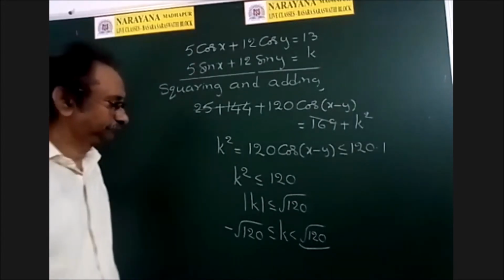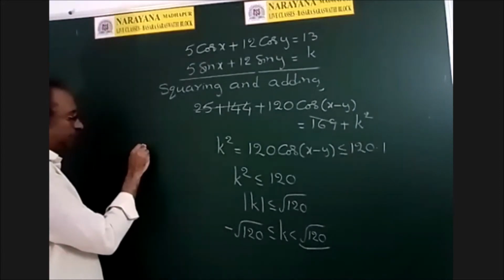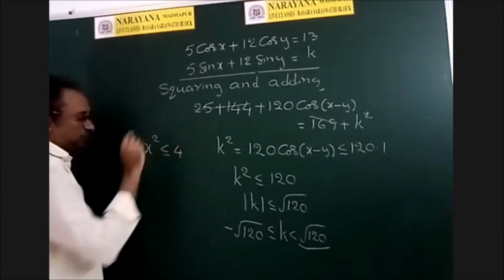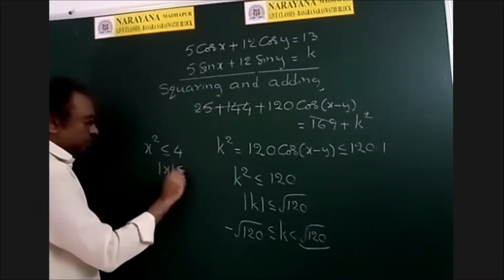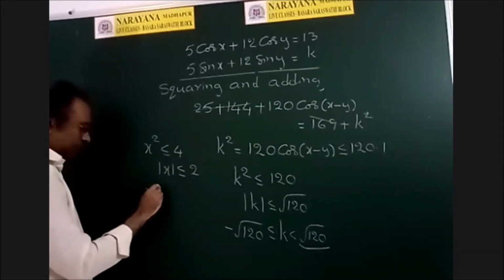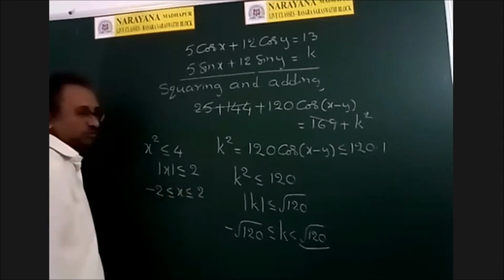Madam. So this is another result you should remember. Whenever x square is less than or equal to 4, you can write mod x less than or equal to square root of 4, that is 2. From this you can write minus 2 less than or equal to x less than or equal to 2.